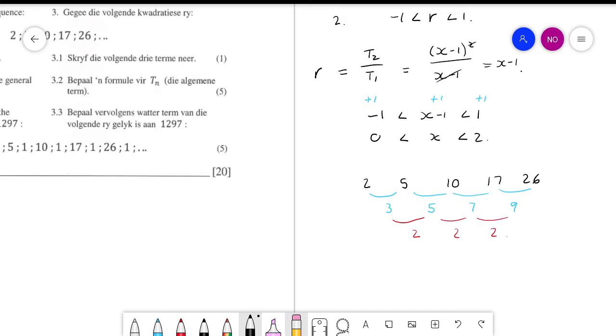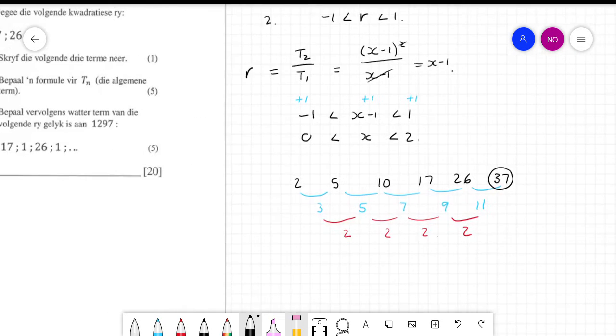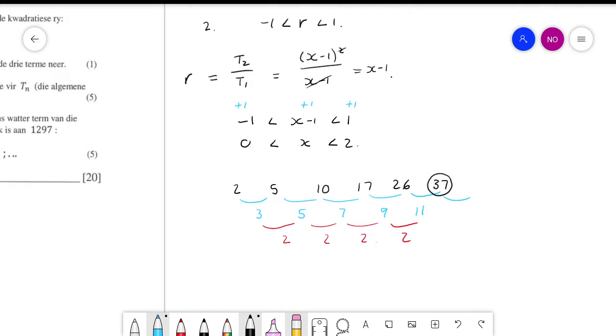Okay, nou sê hulle vir jou skryf die volgende 3 terme neer. I don't like these. 2, so that's 11. So that is 37. So that's your first answer. Plus 13 gives you 50. Plus 15 gives you 65. Easy peasy.